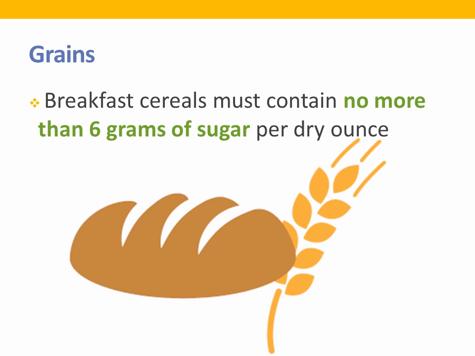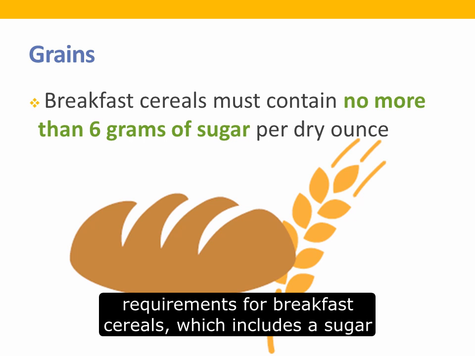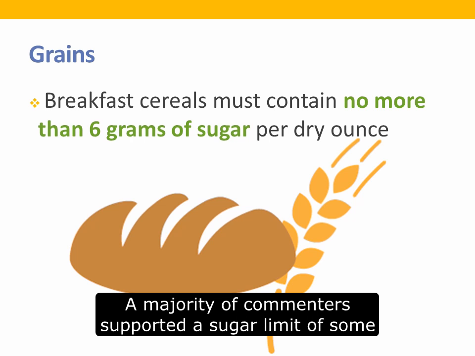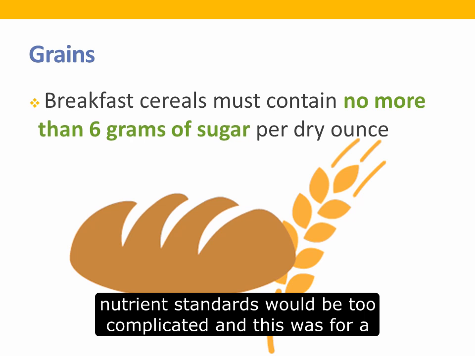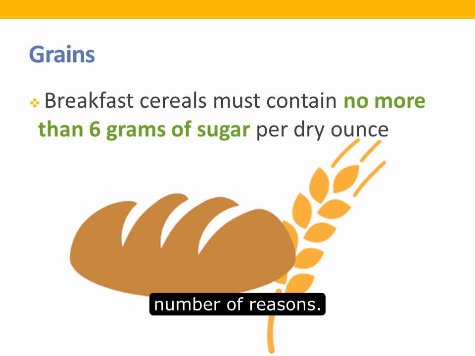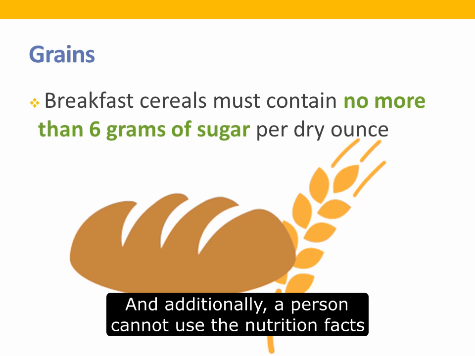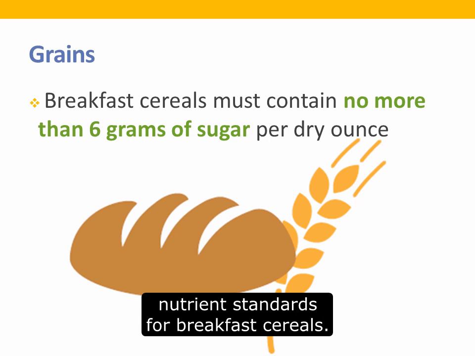In the proposed rule, the new meal patterns would require that breakfast cereals meet all of the WIC program's nutritional requirements for breakfast cereals, which includes a sugar limit, a certain amount of iron, and other nutrients. The majority of commenters supported a sugar limit of some sort, but they expressed concern that conforming to all the WIC nutrient standards would be too complicated, and this was for a couple of reasons. One, WIC-approved cereals vary by state, and additionally, a person cannot use the nutrition facts label to determine whether a cereal is compliant with the WIC nutrient standards for breakfast cereals.